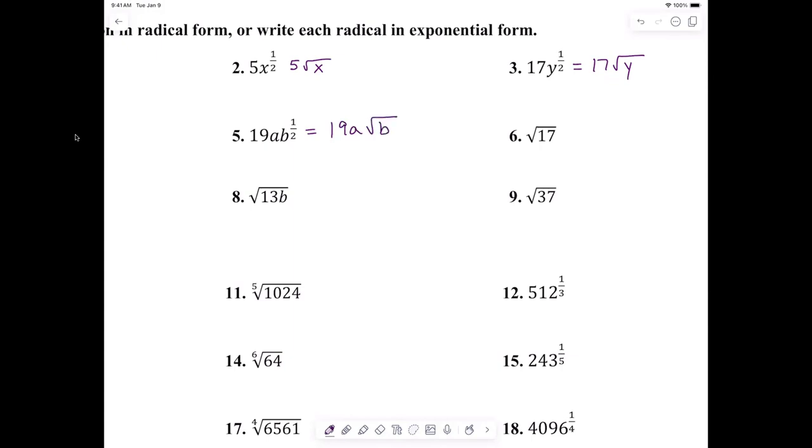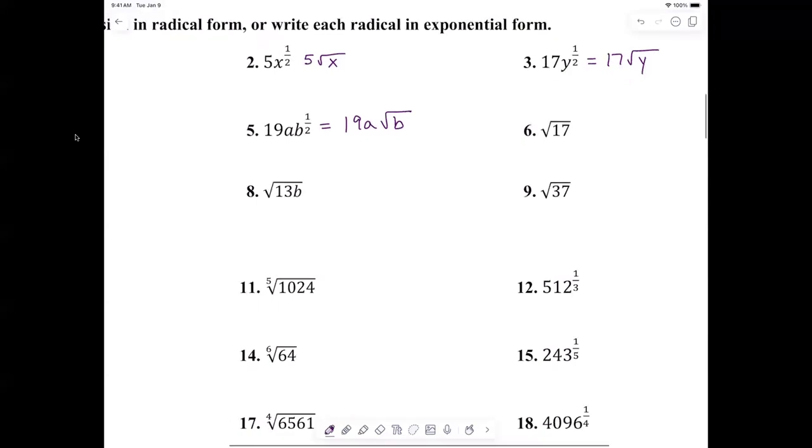19a square root of b. Everybody okay with that? Anybody? Yes. Do not have both A and B. Why would you not? Why is the A not with the B in there? Does the A have the 1/2 power? A doesn't have a 1/2. 19 doesn't have a 1/2. The only thing with a 1/2 is b.